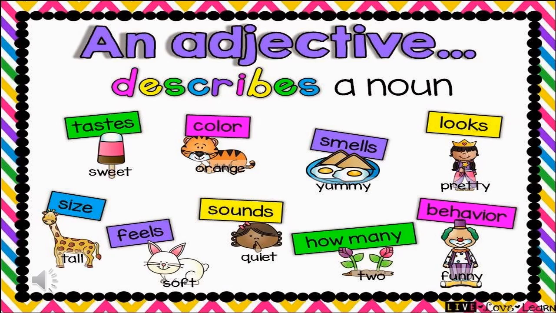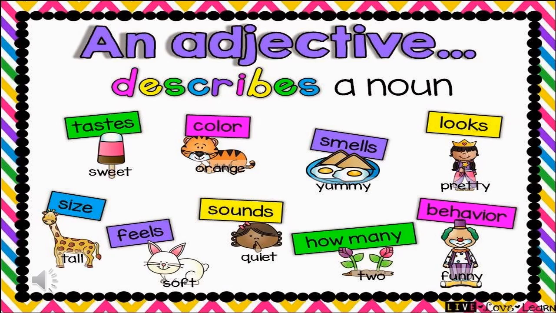An adjective describes how something feels. If I say this is a soft rabbit, soft here describes the rabbit and it's describing how something feels. An adjective can also describe sounds of nouns. If I say she is a quiet girl, quiet here is describing the girl and I'm describing the sound. I'm saying she's quiet, so quiet here is an adjective.